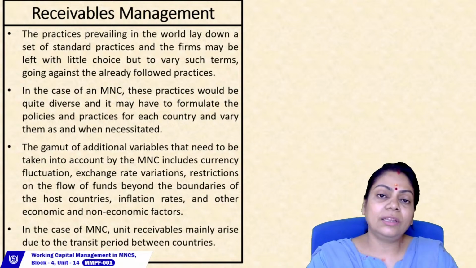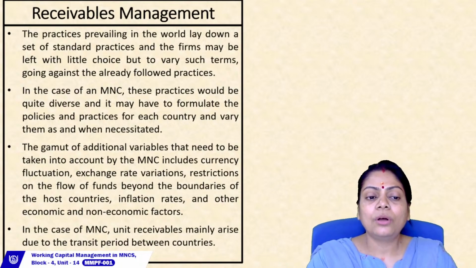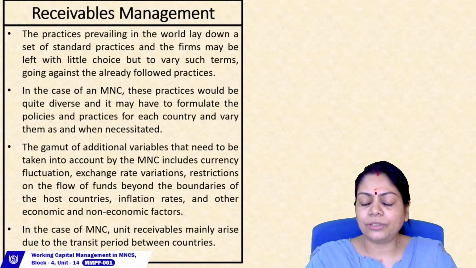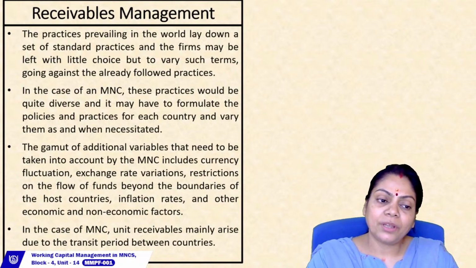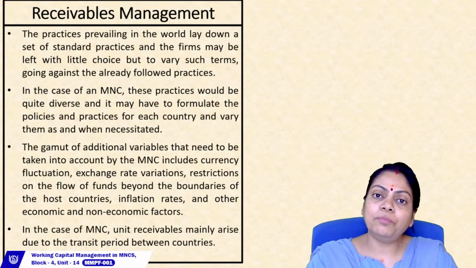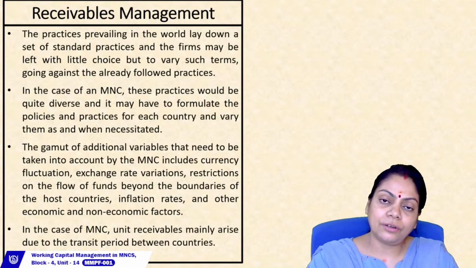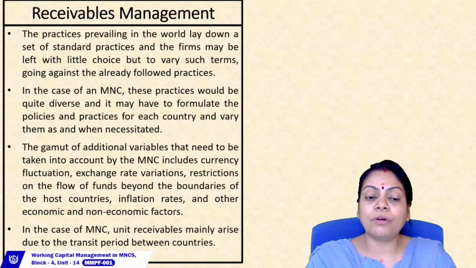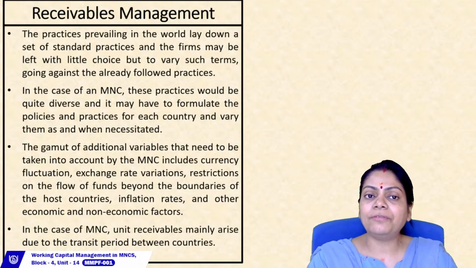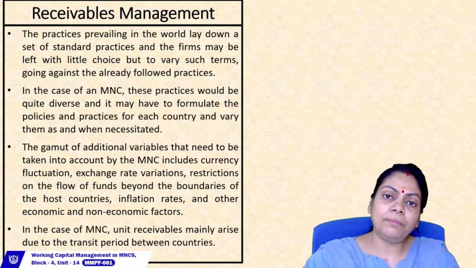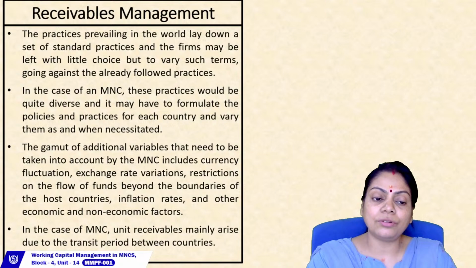Now, when you're talking about these kinds of credit policies, they will be affected by several factors. What are some of the important factors if I list them out? Obviously the currency fluctuation, the variation in the exchange rate, the restrictions that the banks have imposed on the flow of funds if you are crossing one country's boundary, the inflation rates in both the countries, and so many other cultural issues and non-economic factors will have an impact on the kind of credit term or policy that you will implement from one country to the other.